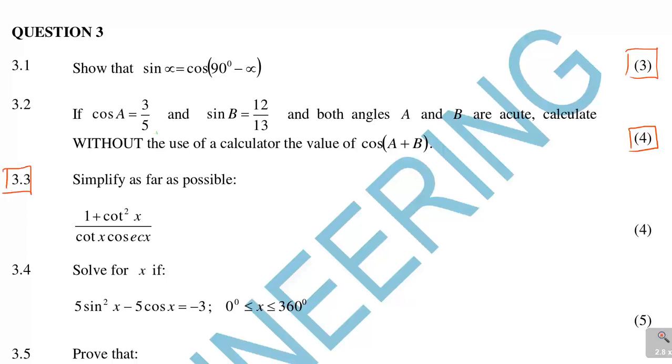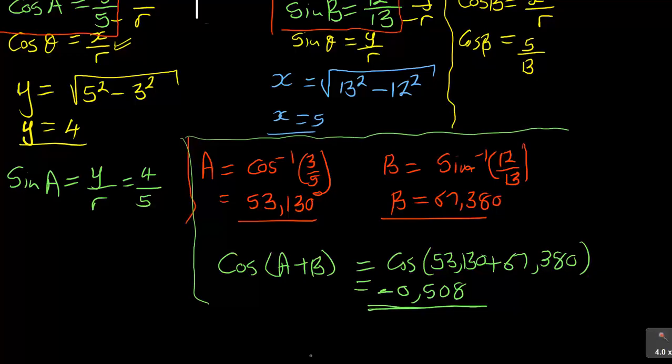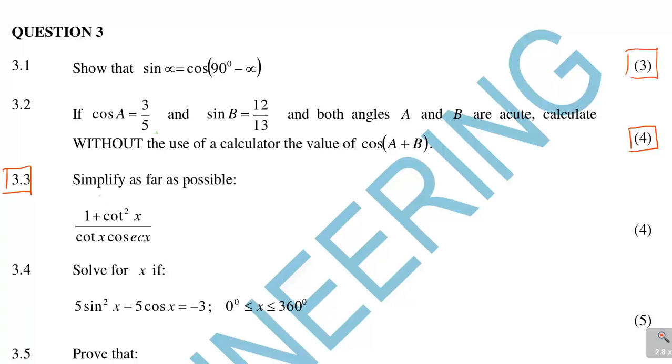Question 3.3. Now if I clear my board there. Question 3.3 says simplify as far as possible: 1 plus cot squared x over cot x cosec x. I don't think this was complicated. I don't know why they gave this 4 marks. Sometimes they can just give extra marks.